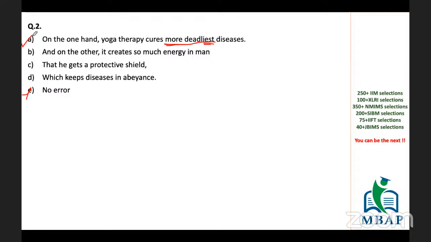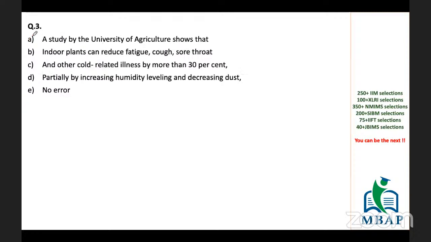Okay, so here comes our next question, where we have to find the incorrect sentence. A study by the University of Agriculture shows that indoor plants can reduce fatigue, cough, and sore throat, and other cold-related illness by more than 30%, partially by increasing humidity leveling and decreasing dust. No error. Okay, so in this, the first one is absolutely correct. There is no error in this. The second one is correct too. There is no error. The third one is grammatically absolutely correct.